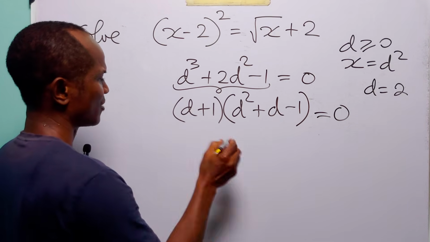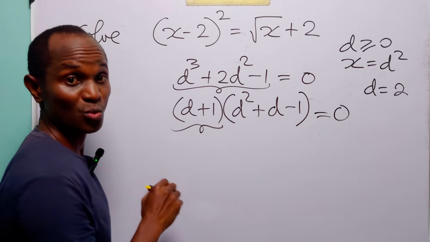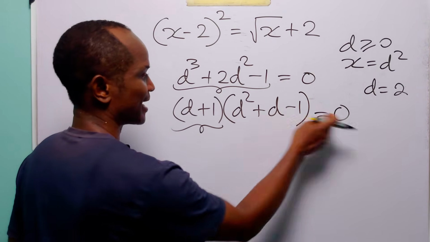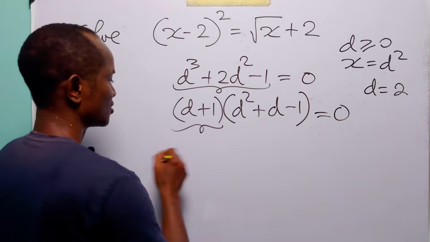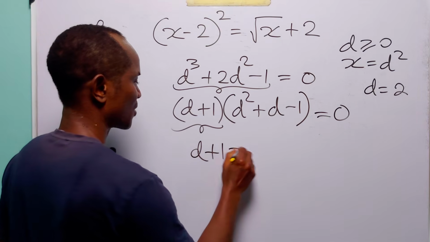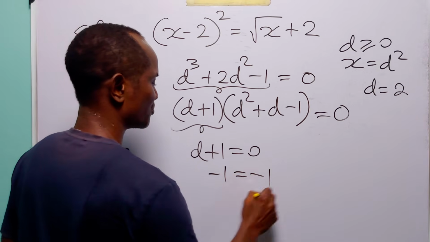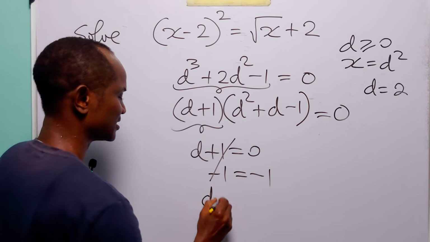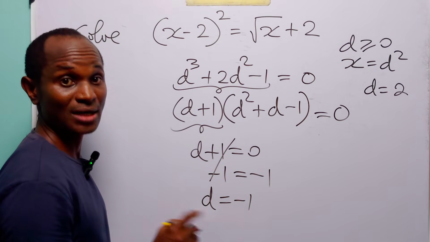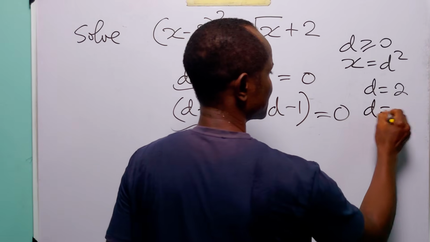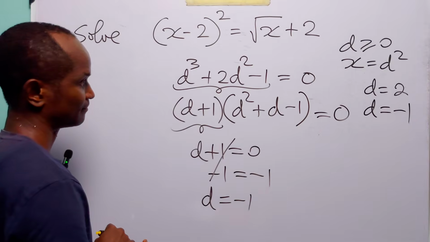And once more, from here we have that either d plus 1 is equal to 0 or d squared plus d minus 1 is equal to 0. So we have that d plus 1 is equal to 0. When you subtract 1 from both sides of this equation, you have that d is equal to minus 1. So we have found another value of d. So we have that d is equal to minus 1.